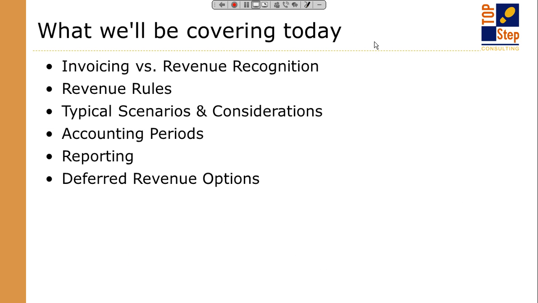So what will we be covering today in the revenue management topic? Revenue is a pretty important topic for lots of folks because that's obviously what we're recording as the earnings for the company based on OpenAir's calculations. I want to talk a little bit about the difference between invoicing and revenue and why OpenAir treats them separately. We're going to go into depth on the revenue rules and the policies that those support in the system, give you some typical scenarios, and what to consider as you're trying to figure out how to set up your revenue rules in the system.